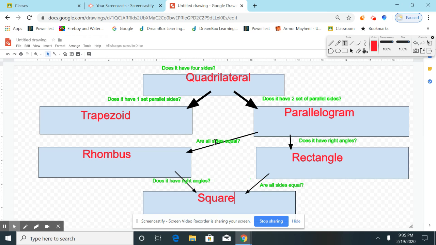If it does have the property of all sides being equal, then it's a rhombus. If it also has right angles, it's a square. You can put shapes down this flow chart and get an understanding of what they are. I really like this thing.